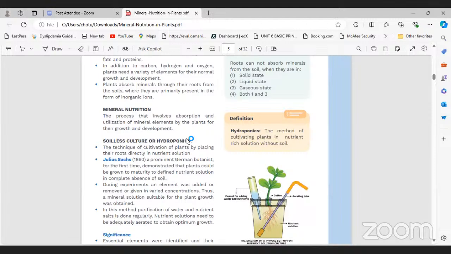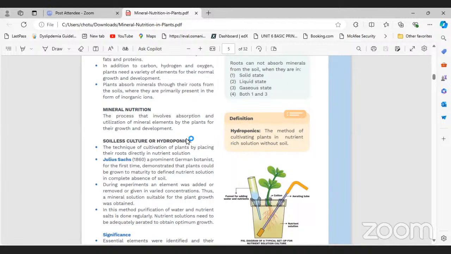Julius Sachs, in 1860, a prominent German botanist, for the first time demonstrated that plants could be grown to maturity in defined nutrient solutions in complete absence of soil.